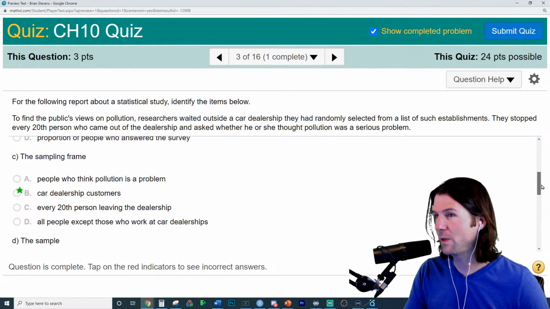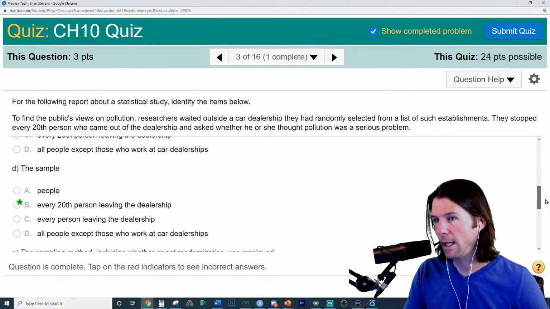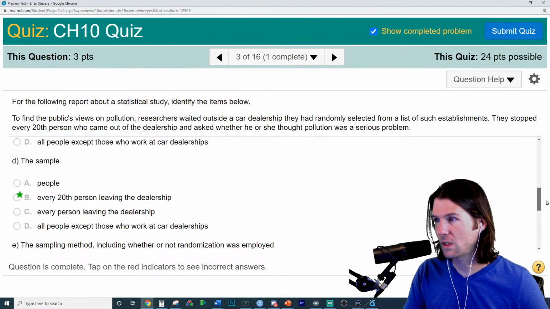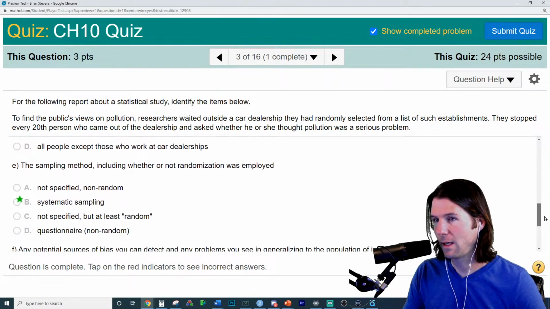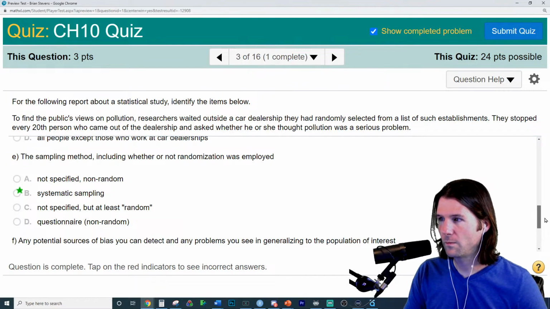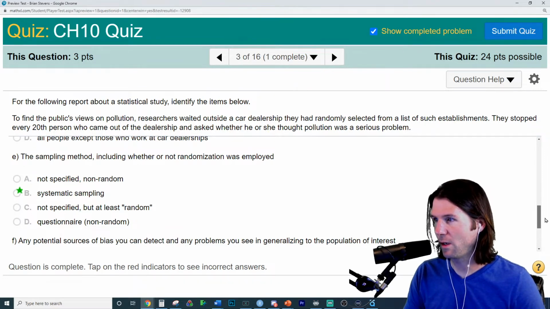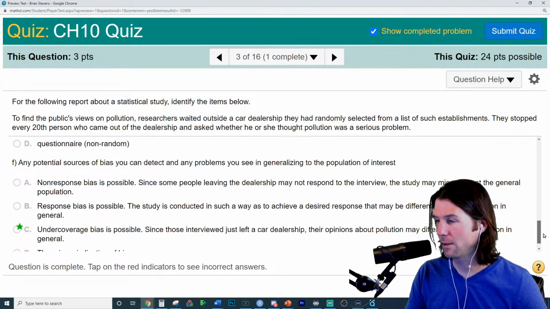The sample is going to be every 20th person. So that's pretty easy right there. And the sampling method used, this is definitely systematic. 100% systematic. And any potential sources of variation? We're talking to people at car dealerships about pollution, so that's going to undercover the views of the general population. So we should see undercoverage.